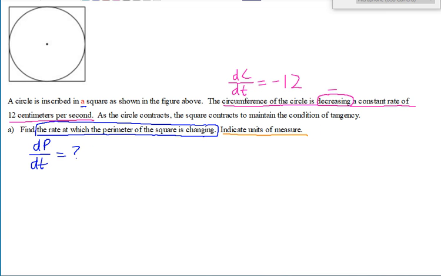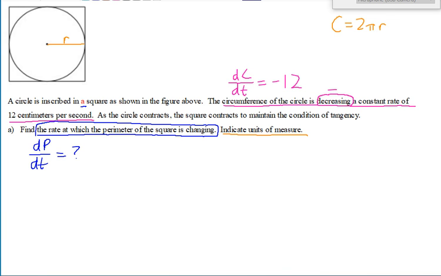Alright, so a lot of these problems you can get an equation that relates these two. It's hard with the perimeter of a square and the circumference of a circle. But what we can do first is remember to label your diagram. And anything that involves something circular, you pretty much always want to use r as one of your variables. There's the radius. And remember the circumference of a circle is 2 pi r. That'll be where we use dC/dt.